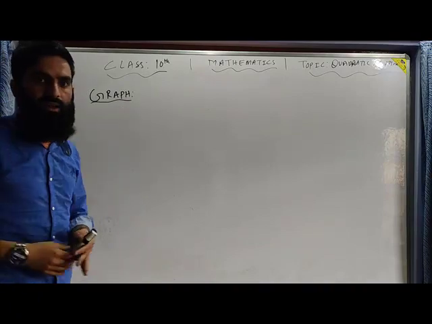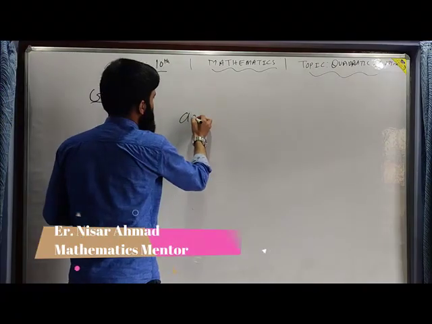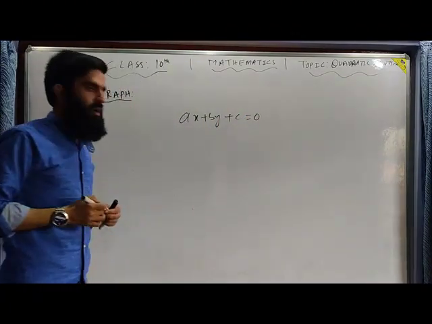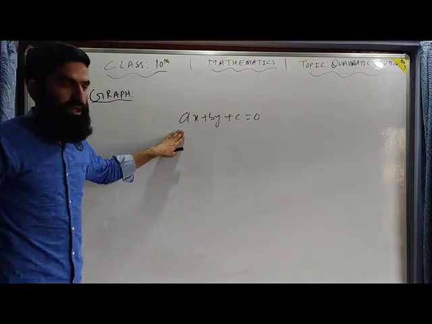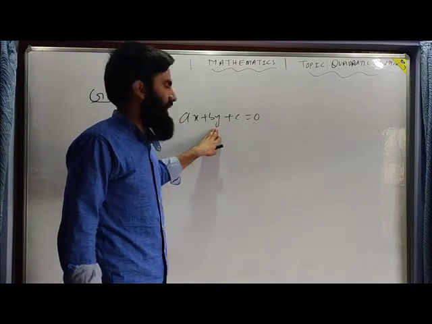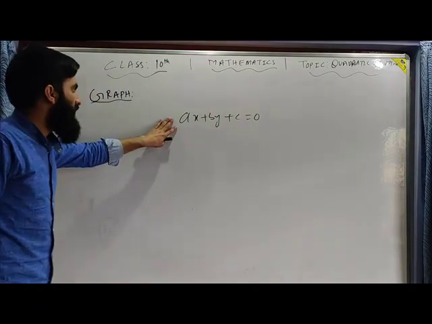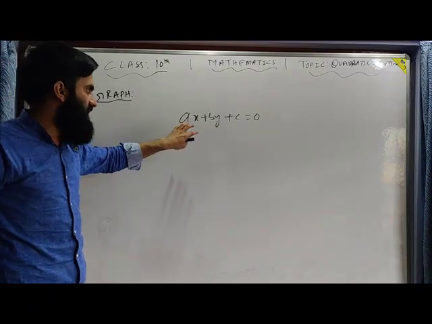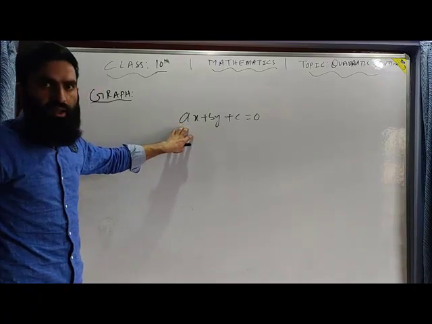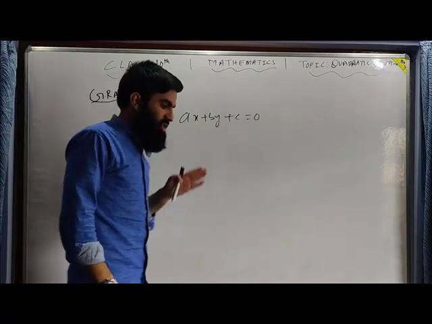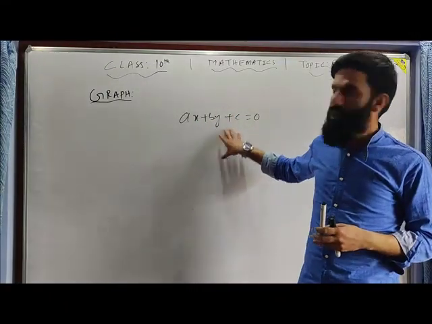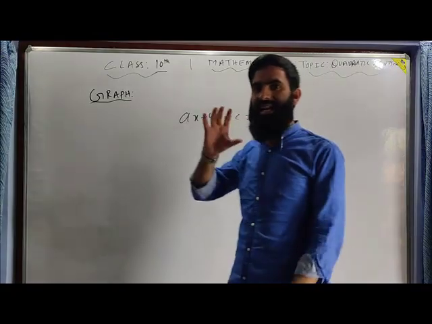So you might have heard this equation: ax plus by plus c is equal to 0. This is the general form of a straight line, where a, b, c are constants and x, y are variables, two variables there. You might have studied this in linear equations. This is the general form of a linear equation, and if you look at the graph of a linear equation, you will obviously get a straight line.